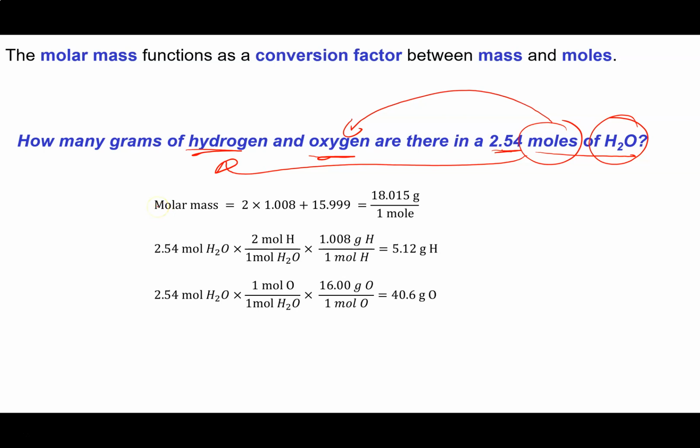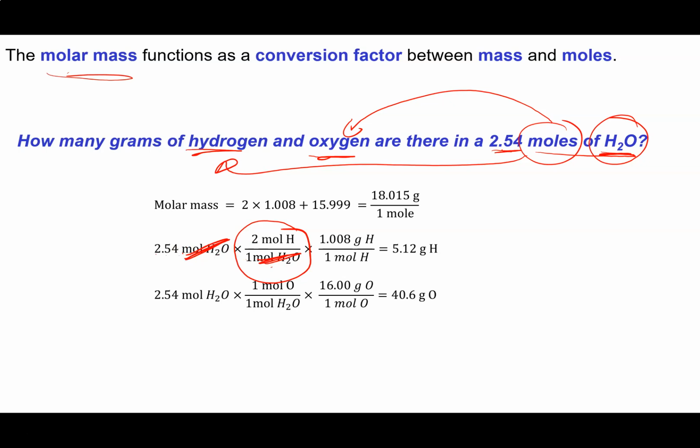So I'm going to use my molar mass of water again, because I want to go from moles to grams, right? And the molar mass is the conversion factor for going from grams to moles and moles to grams. But I also need to account that this is the moles of water, and the moles of water is different from the moles of hydrogen. So here we go, we've got 2.54 moles of water, and I know that I get 2 moles of hydrogen for every 1 mole of water. You see that? I have to account for that.